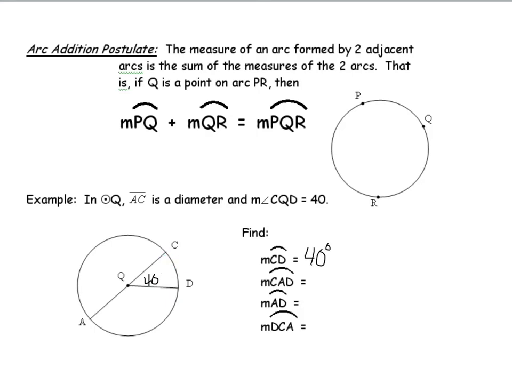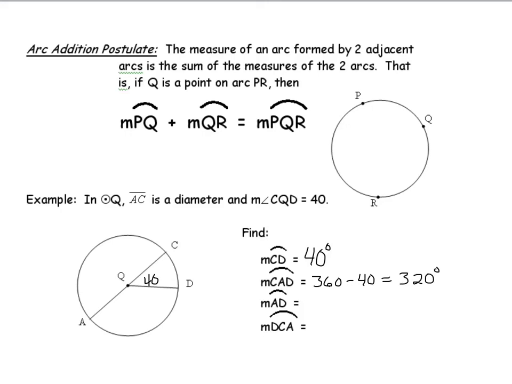The next one asks you to figure out what is the measurement of arc CAD. Well, I notice that's the major arc, and it takes up everything except for the 40 degrees here. Since there's 360 degrees in a circle, you're going to take 360 and subtract off the minor arc's measurement of 40 degrees to get 320 degrees.